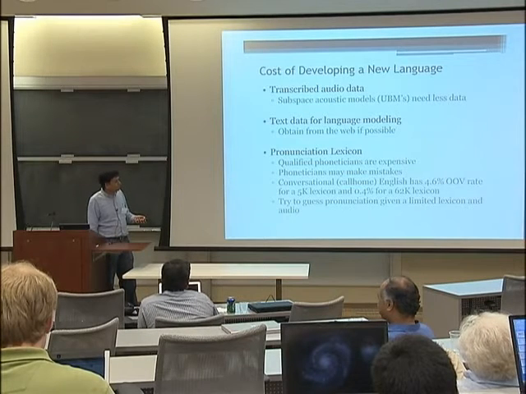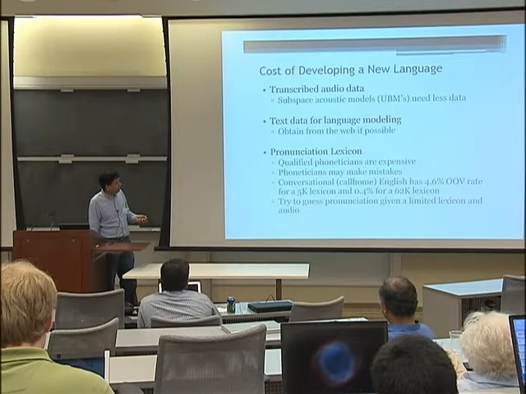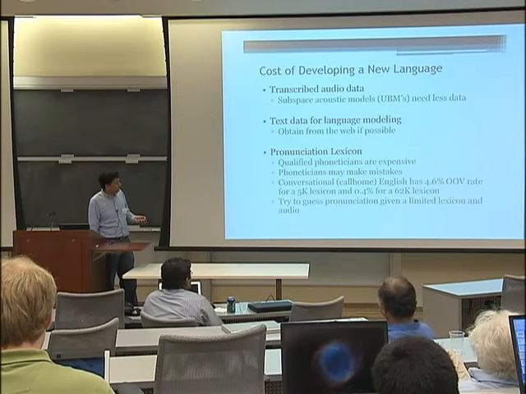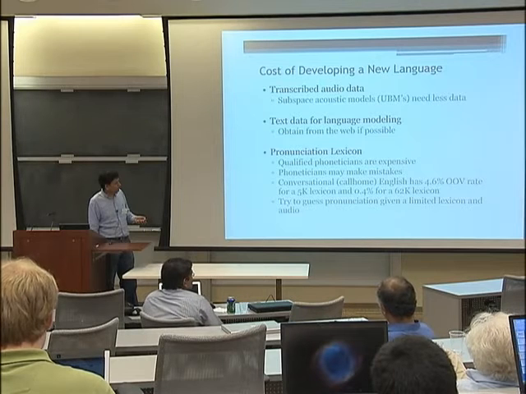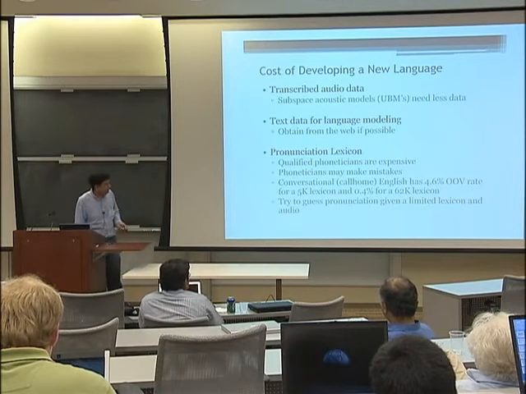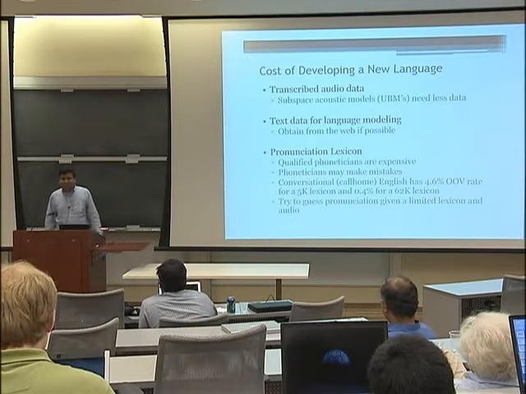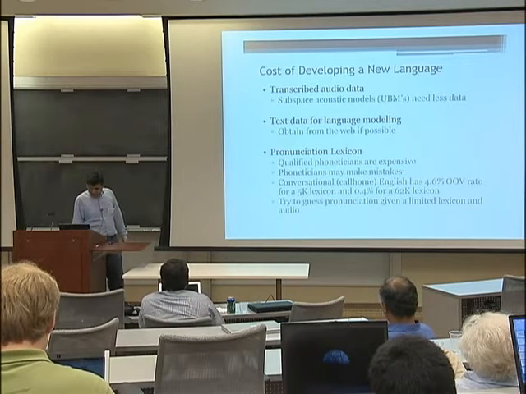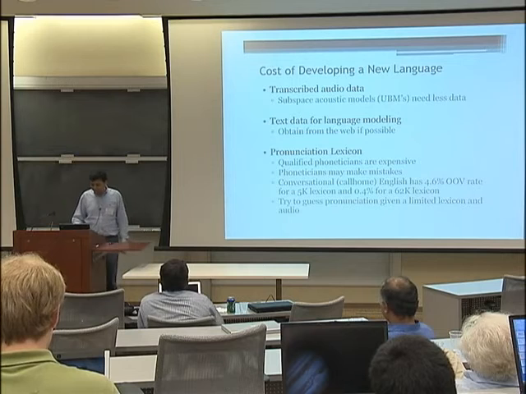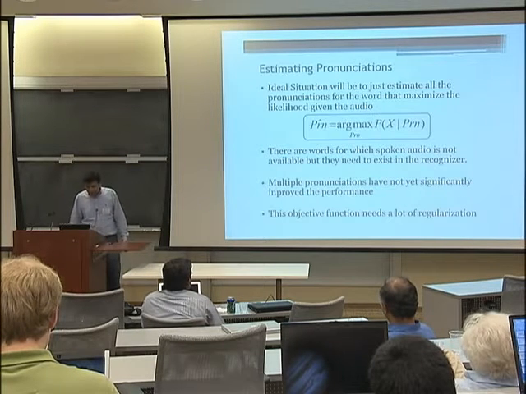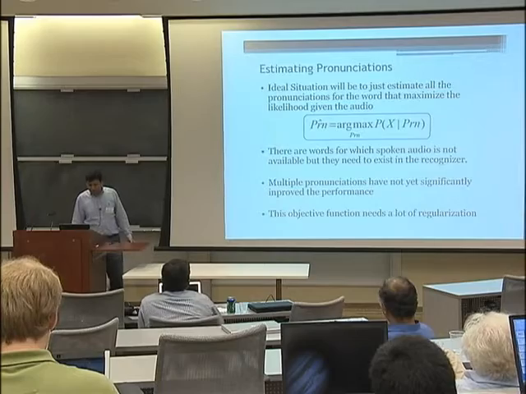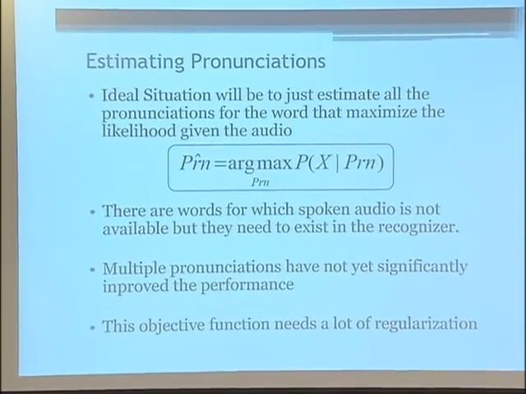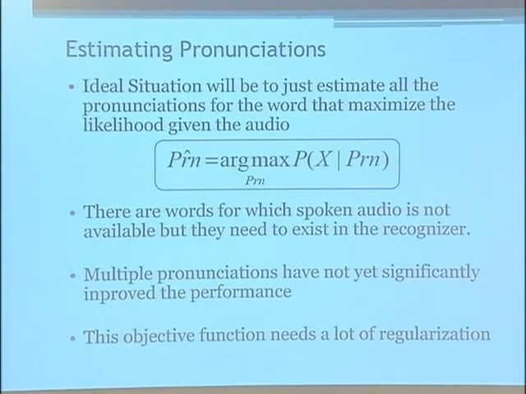We do need a large lexicon. For example, for CallHome English, the OOV rate is right about 5% for a 5K lexicon, and it reduces to 0.4% as we go to a 62K lexicon. So the approach we take here is that we would try to guess the pronunciation from the limited lexicon and the audio that we have. So in principle, ideally, we would just like to maximize this likelihood function, which is the probability of the audio features given the pronunciation.